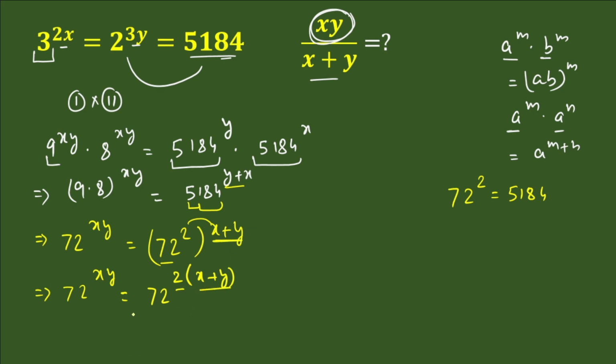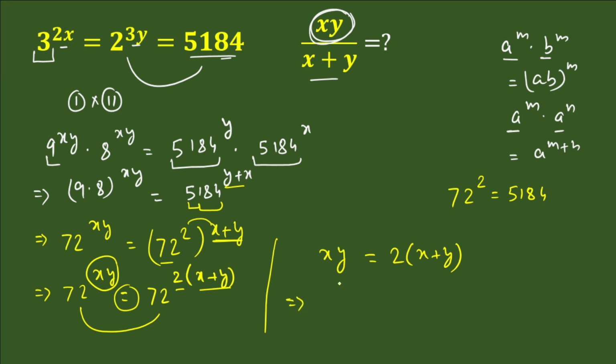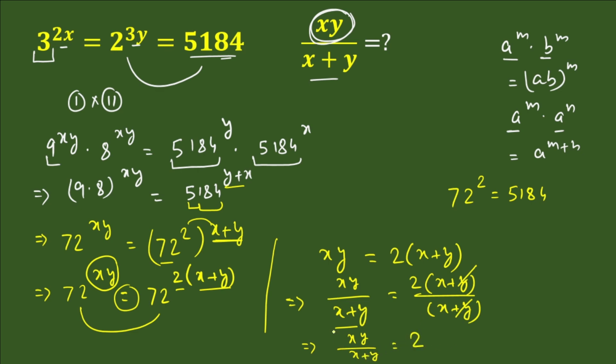Now we have made it in equation form. We have an equal sign and the same base, so we'll equate the powers. In the left hand side the power is xy, in the right hand side the power is 2 multiplied by x plus y. So here we have to make it in the form of xy over x plus y. We'll divide both sides by x plus y. So it is xy divided by x plus y, and in the right hand side we have 2 multiplied by x plus y, divided by x plus y. In the right hand side, x plus y in numerator and denominator cancel. So finally we have the value of xy over x plus y, and the value of this is 2, and it's our answer to this problem.